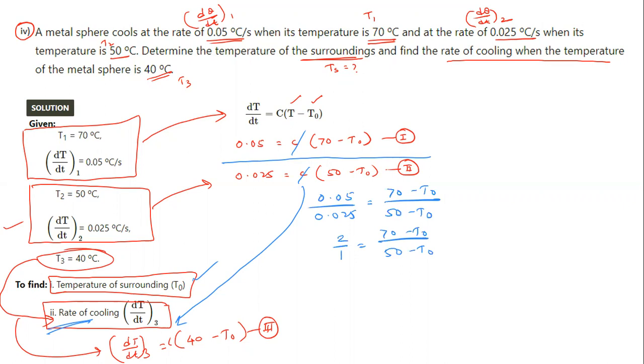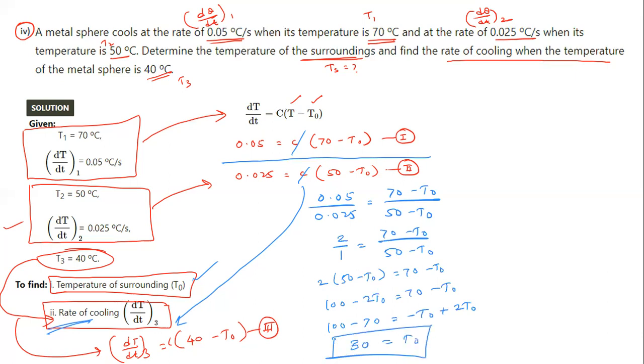Then here 2 into 50 minus T0 is equal to 70 minus T0. 100 minus 2 T0 is equal to 70 minus T0. So we can transfer this 70 to this side. So 100 minus 70 is equal to minus T0 plus 2T0. So here it is 30 is equal to T0. So we get room temperature and it is 30 degrees Celsius. T0 is equal to 30 degrees Celsius.